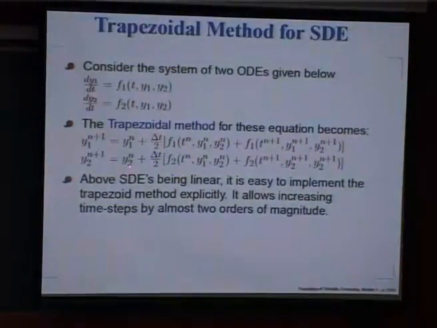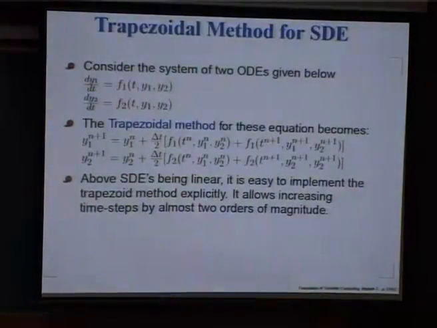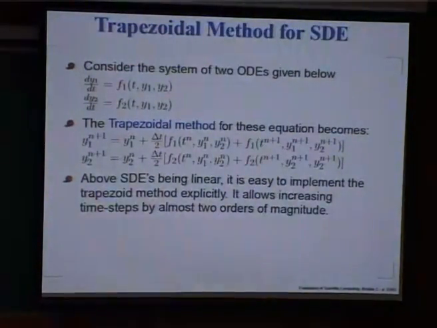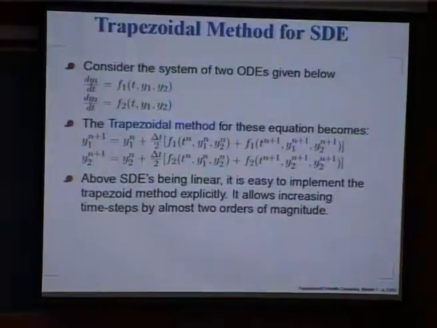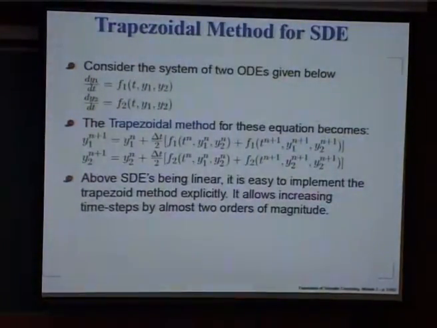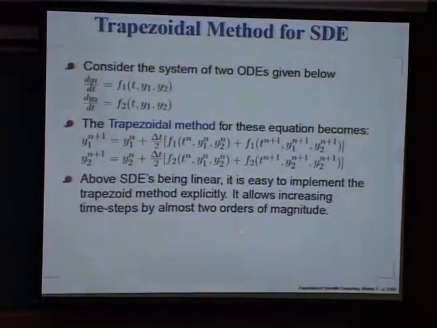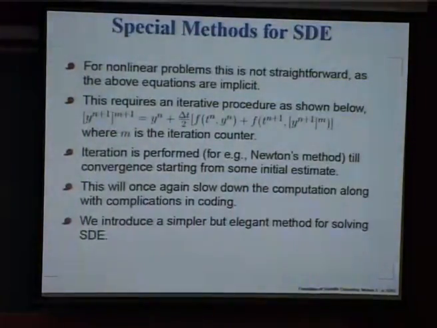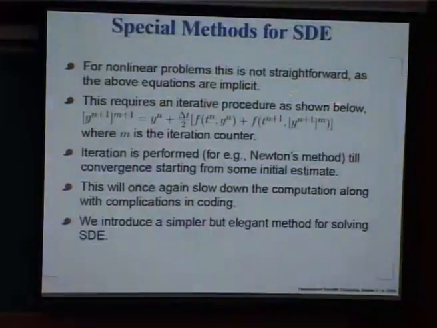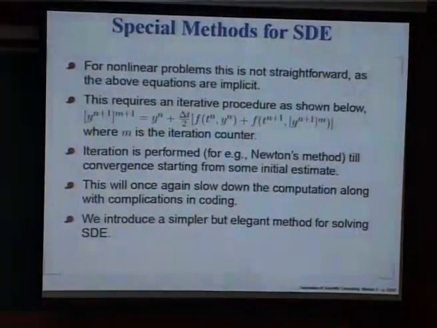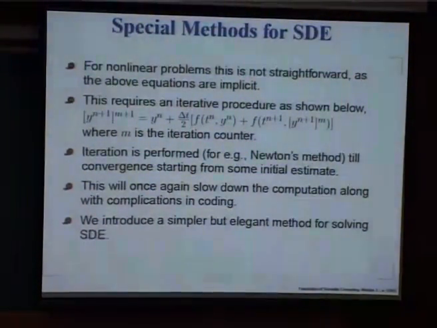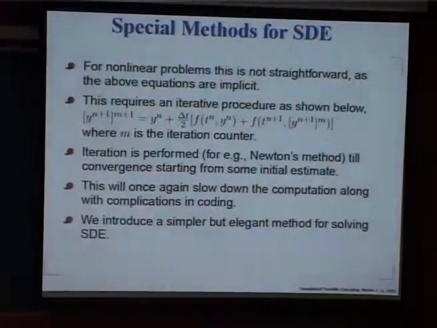And what happens by adopting this simple trick will allow you to increase your time step by a factor of 100. So, it is quite a big advantage that you can see. Now, what happens is when you have nonlinear equations, the problem is not so straightforward, because then you end up with implicit equations, and that would imply that you have to adopt some kind of an iterative procedure.